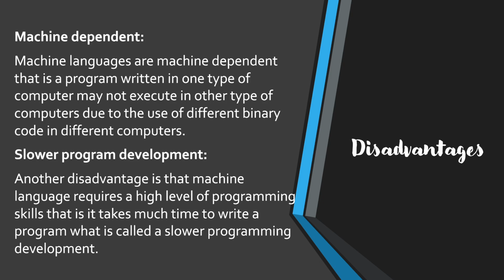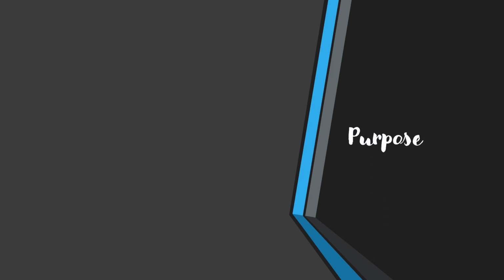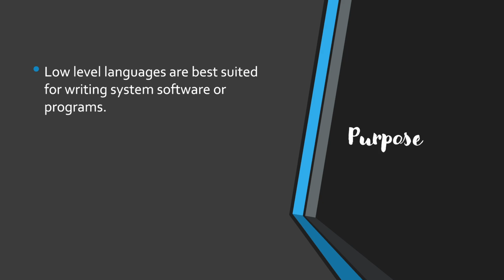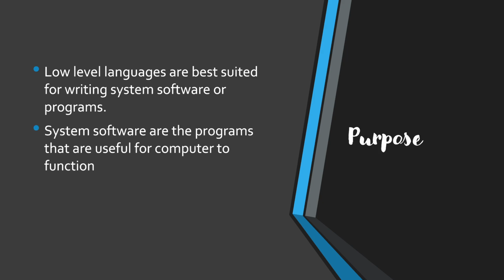Next, moving to the purpose. What is the purpose of low level language? Low level languages are best suited for writing system software or programs. System software are the programs that are useful for computers to function. And some system software examples are operating systems, device drivers, etc. What is an operating system? Windows, Linux.